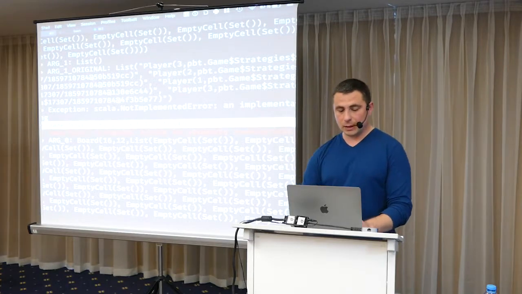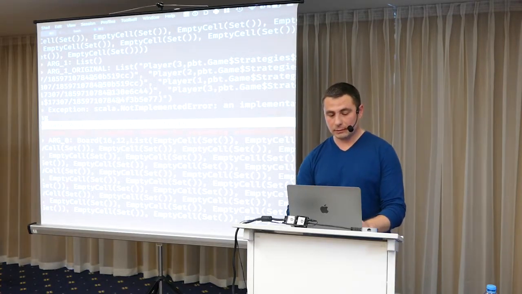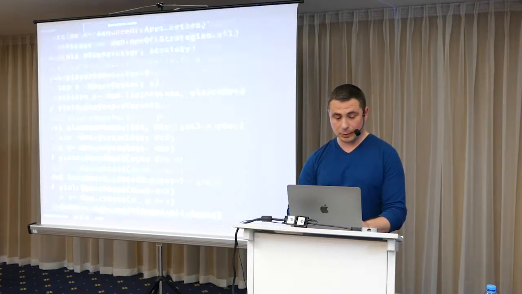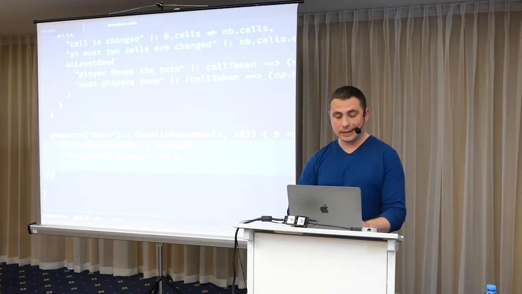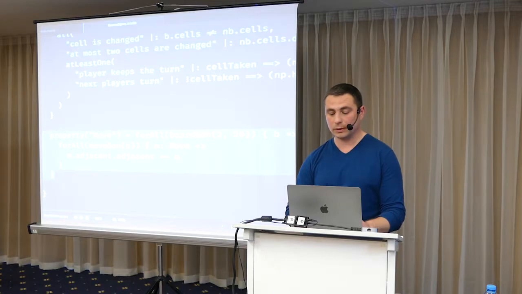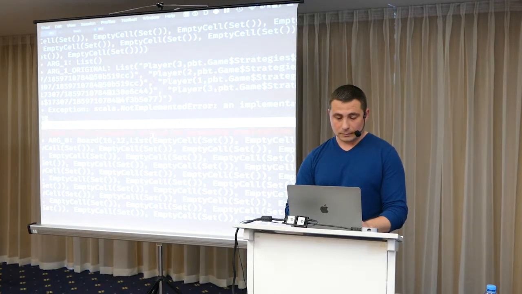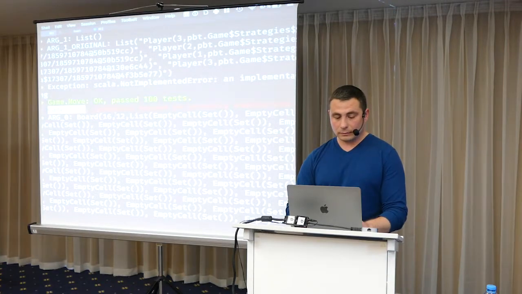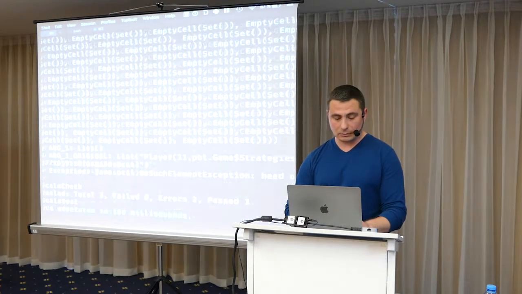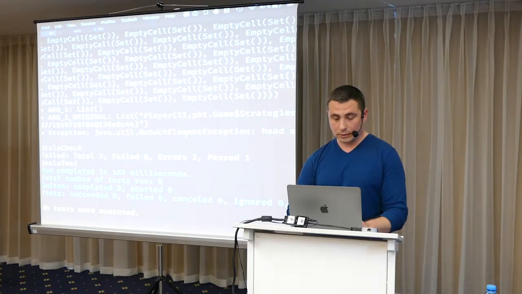So now we see our move tests, they pass. So it seems like this property holds for any possible move and any possible board of this size. For the turn, we have some exception. Let's look at what this exception is. No such element exception, head of an empty list.